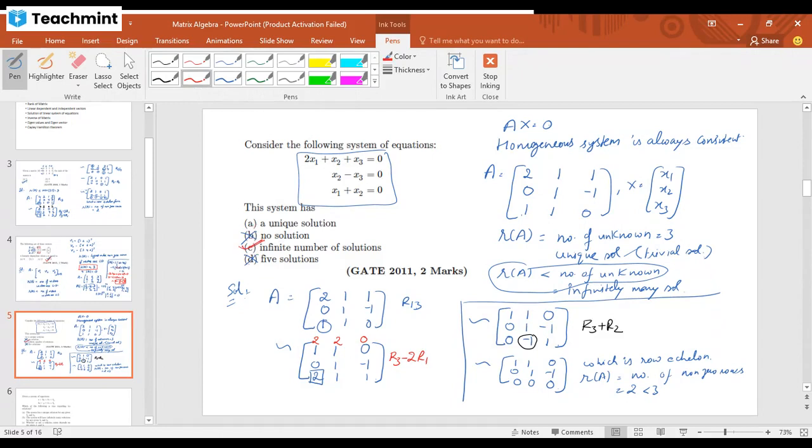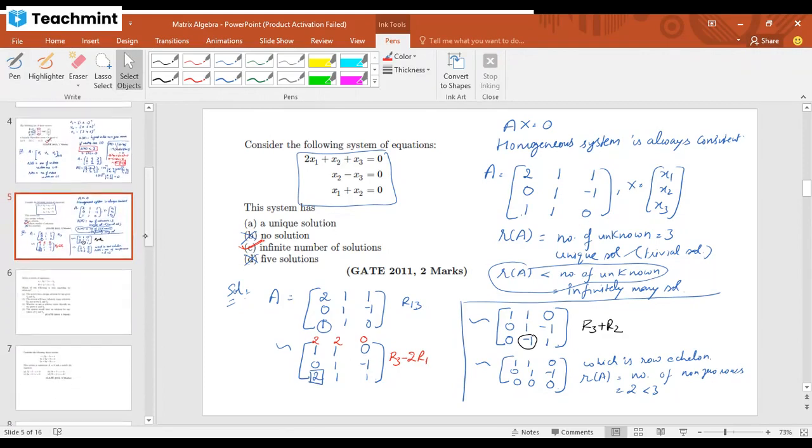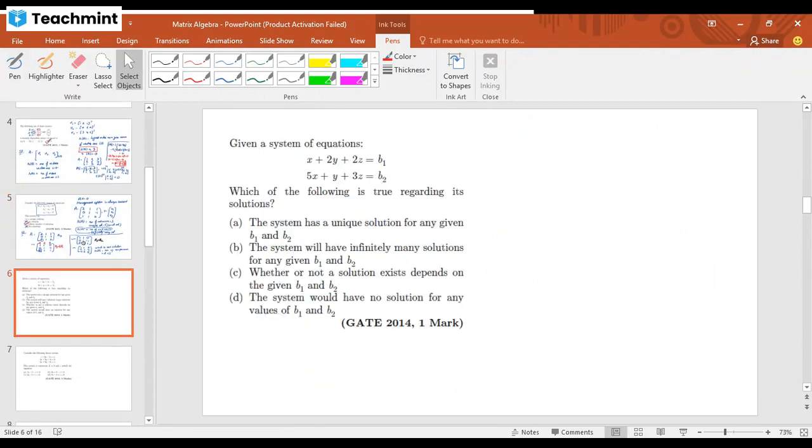I hope the concept is clear to all of you. Okay, now let us move to the next question. Again, in this question we are given a system of equations.